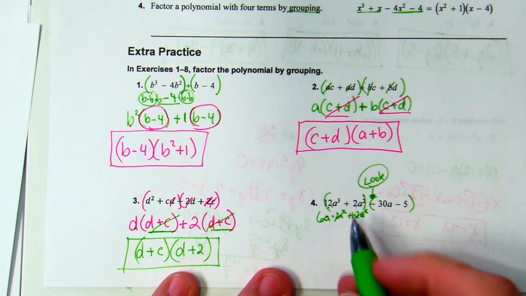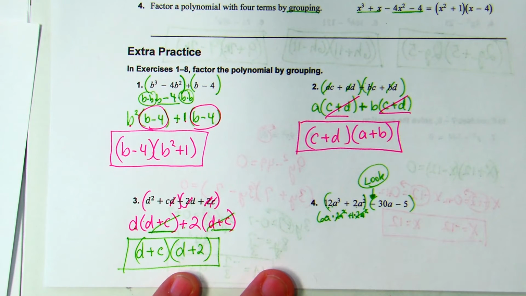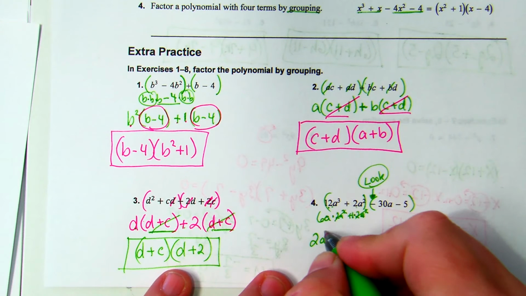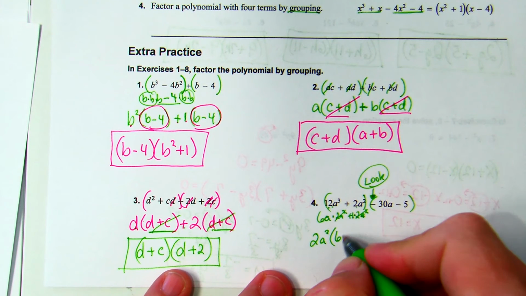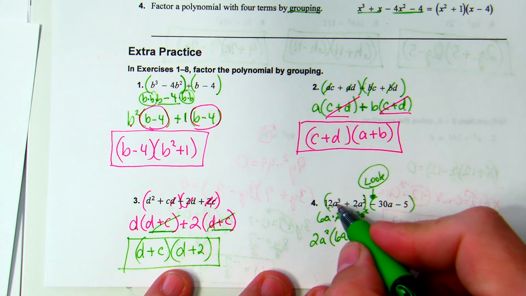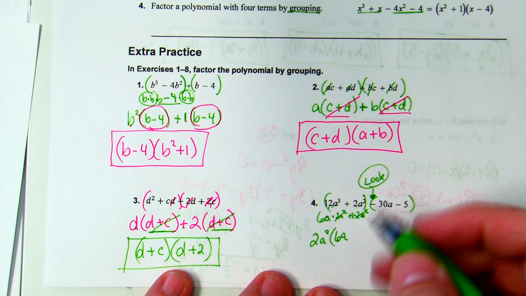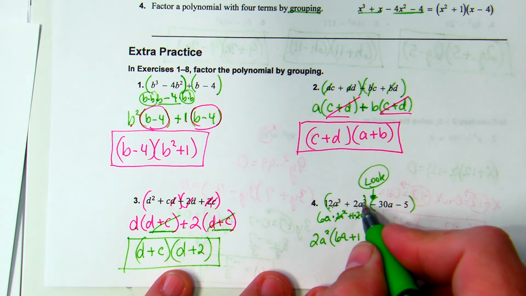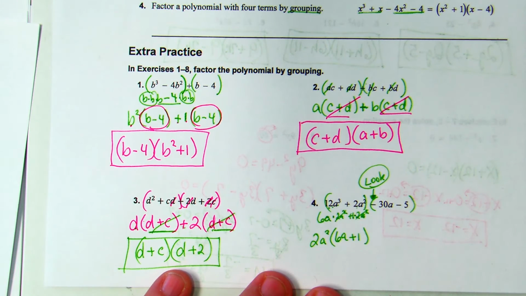I saw that happen on some of our quizzes. When we divided one of them out, we just let it go away. It doesn't go away, it becomes a 1. So if I factor this 2a squared out of the first group, I'm left with a 6a. We took 2 of the a's away from the 3, so we only have 1 left. And then I have plus 1, because 2a squared divided by 2a squared is positive 1.